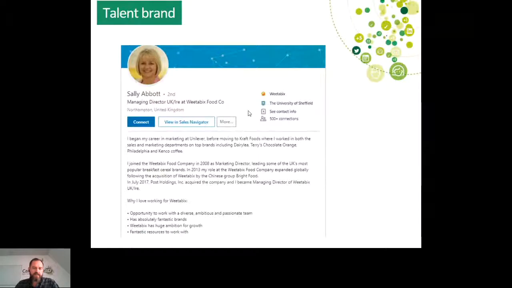Talent brand, to me, is a concept which is all about using the people that work for your organization to convey what it's really like to work here. Don't give them a script. It needs to be their words.